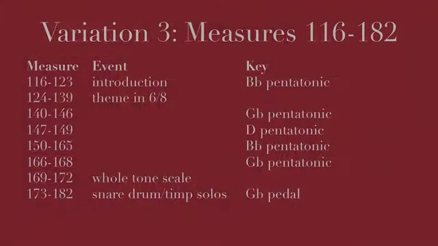Variation 3, the Allegro con brio, goes to B flat pentatonic and then moves through a number of pentatonic shifts. Measure 140 in G flat, measure 147 in D, measure 150 back to B flat pentatonic, measure 166, the G flat pentatonic, and then in 168, a whole tone scale descending to a G flat pedal.